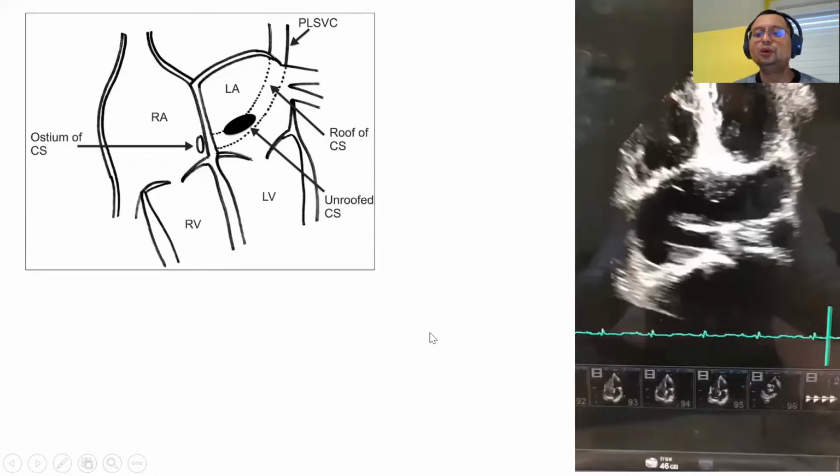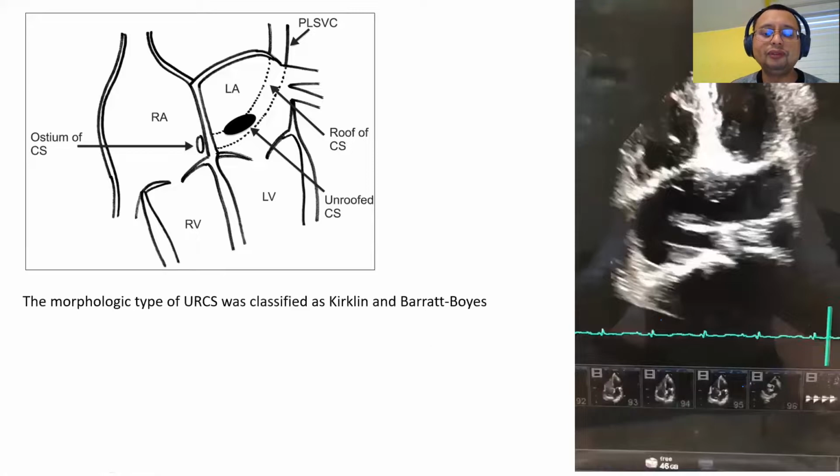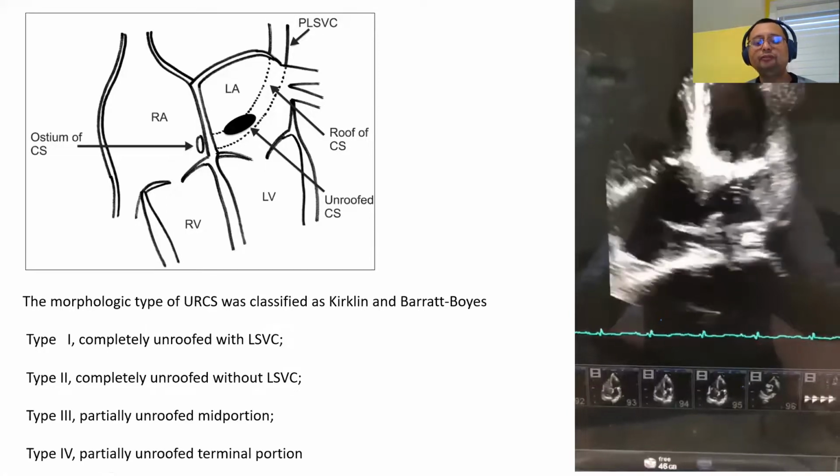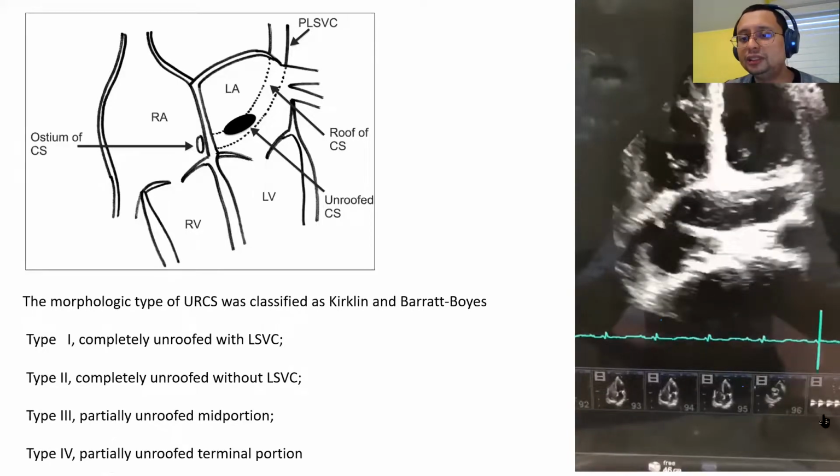All right. So unroofed coronary sinus can be classified. This is the classification. You don't need to know this, but there is a classification. So type 1 is a completely unroofed. Type 2 is unroofed without left superior vena cava. Type 3 is partially unroofed mid portion. And type 4 is partially unroofed terminal portion. So that is not important.